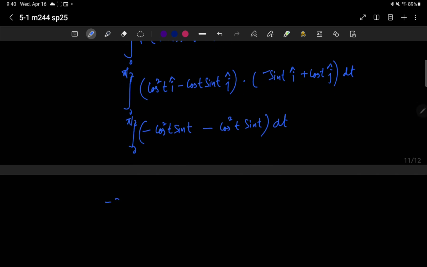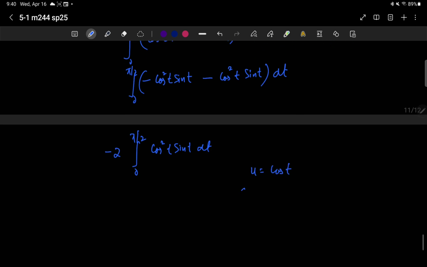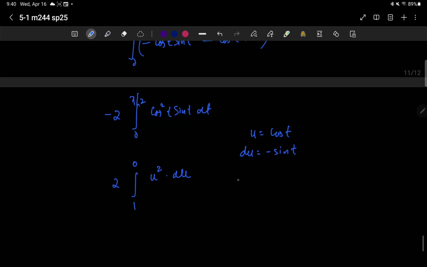So we end up with negative 2 times the integral from 0 to pi over 2 of cosine squared t sine t dt. Let's use u equals cosine t because we have a negative, and du is negative sine t. This becomes the integral from 1 to 0 of u squared du. So we get 2 over 3 u cubed from 1 to 0, and this is negative 2/3.